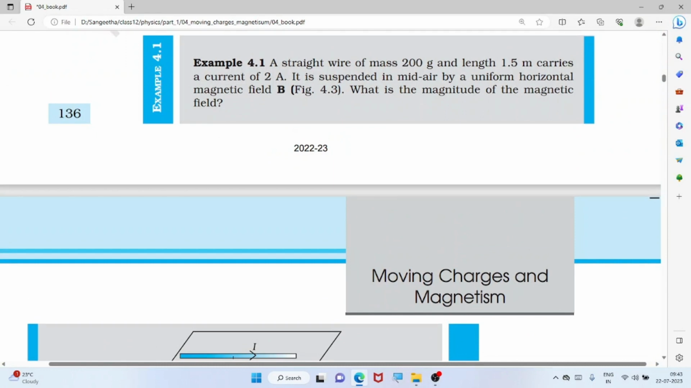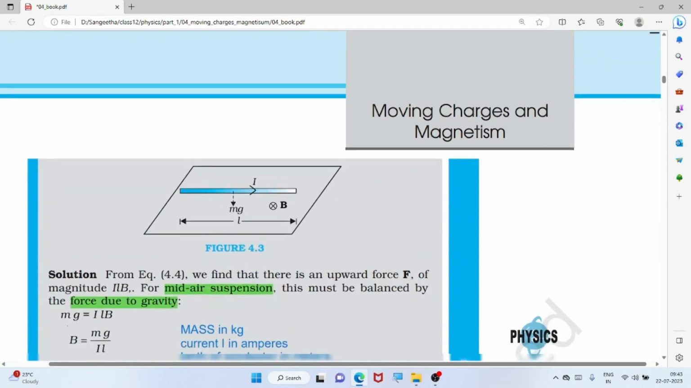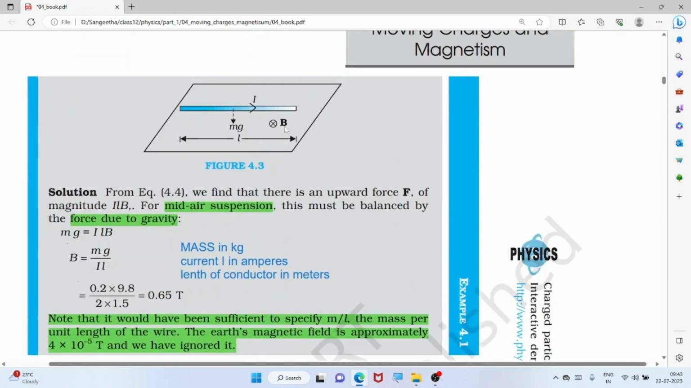A straight wire, the mass is given, length is given, current is given. It is suspended in mid-air in a uniform horizontal magnetic field. What is the magnetic field? The magnetic force will keep the wire up against the gravitational force. So the magnetic force should be equal to the gravitational force. Then, equating this, we can find how much magnetic field is required to keep the wire in this state.